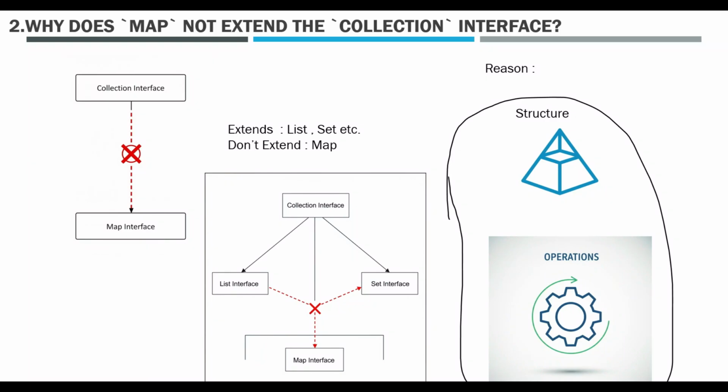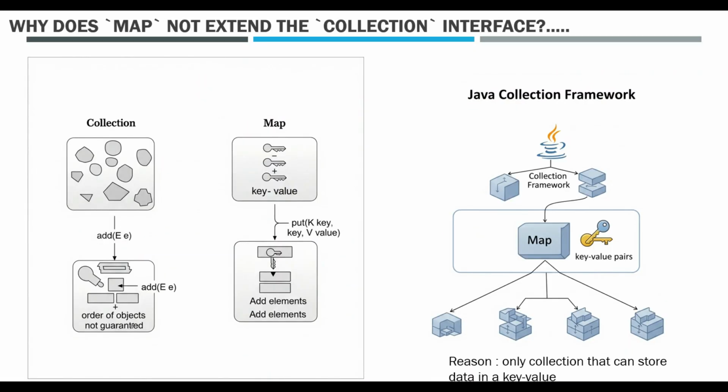The structure itself is different: the Map is going to represent the key value pair, while the Collection is going to represent how it stores the individual elements. So that is the reason this particular Map is not going to extend the Collection interface, because the structure is literally different and the way they operate is quite different. If you look at the structure, Map has the key value pair, while the Collection has individual objects.